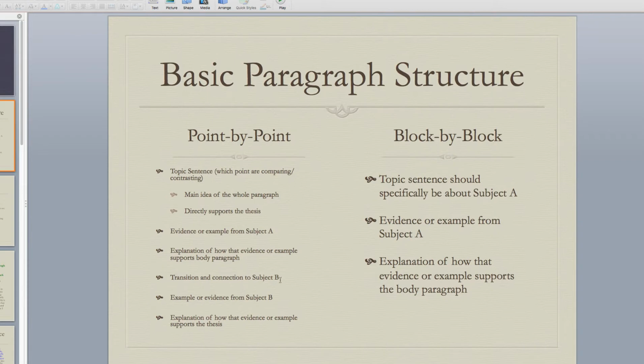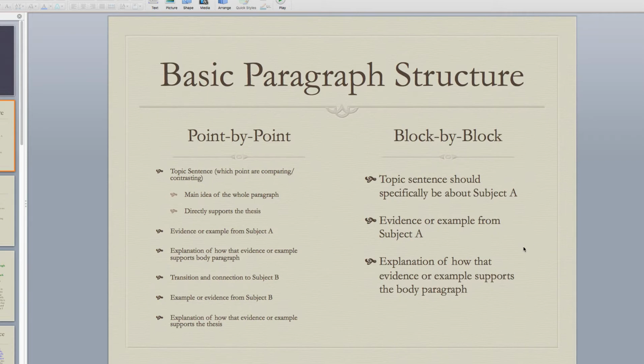Then you might want to transition and connect to subject B, provide an example or a piece of evidence for subject B, and then explain how that evidence or example supports the thesis. You might even explain how these things, right, are similar and or different, excuse me.